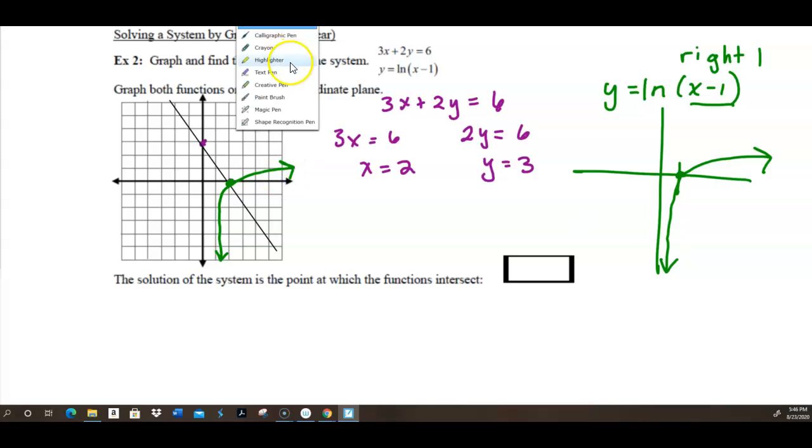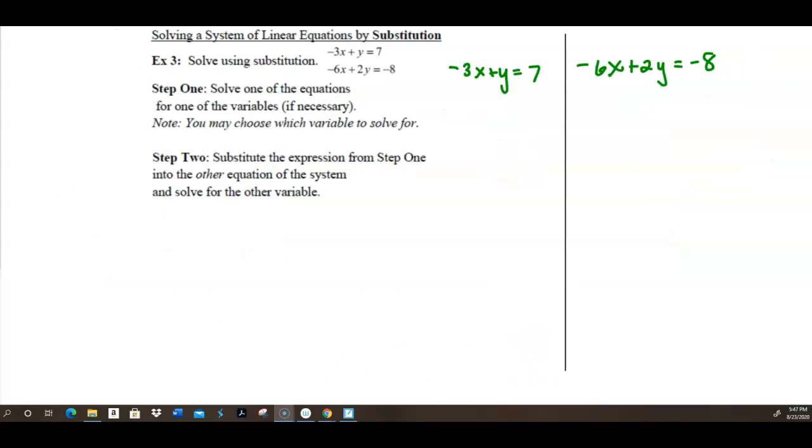So what is the solution to the system? That's going to be where I have this intersection, which is right 2 and up 0. So solution to the system is 2, 0. We always write it as an ordered pair.